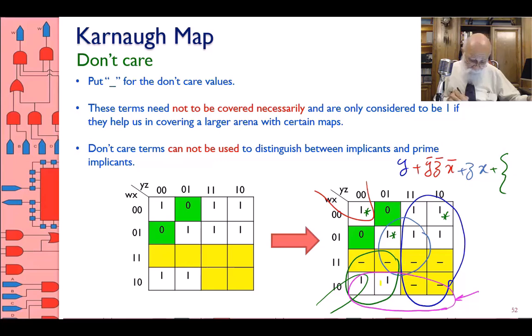Which is y bar w, or this, which is w x bar. Okay. Now, in this particular example, I used all the don't cares as ones.